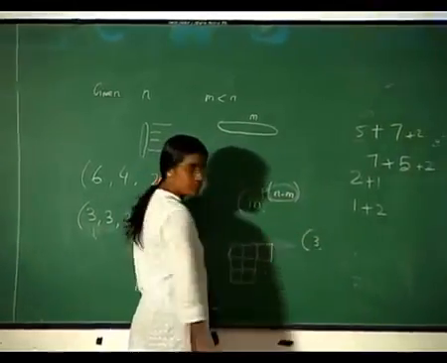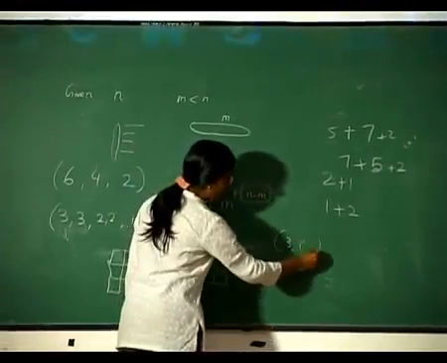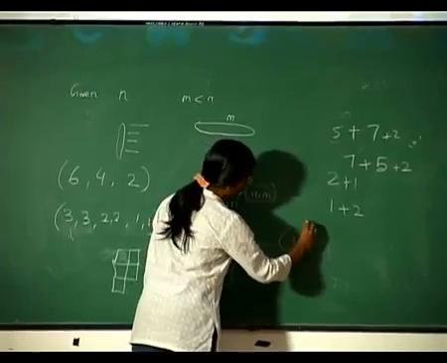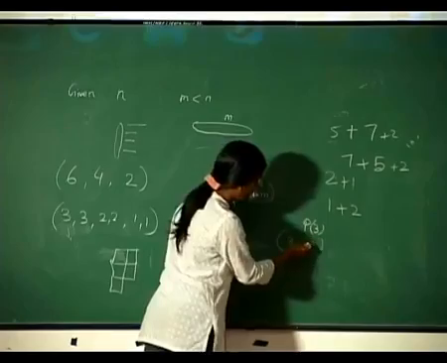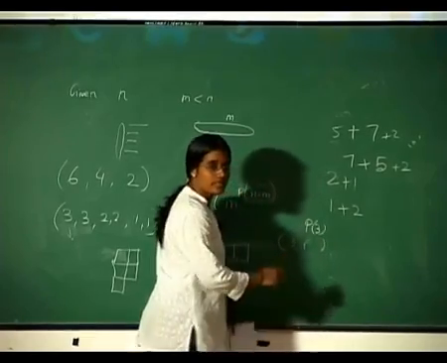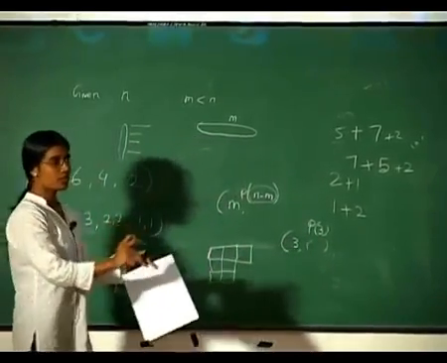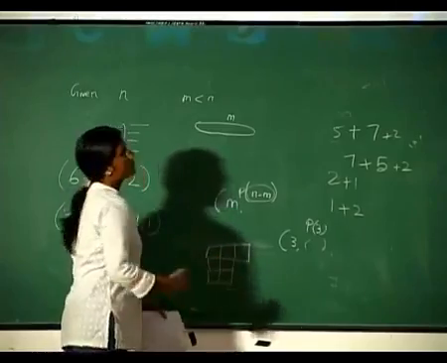So already 3 elements are gone. So the remaining places, how many of them will come? P of 3. The remaining partitions of 3 will occupy this place. So it is still reducing a bigger problem into one more smaller one.